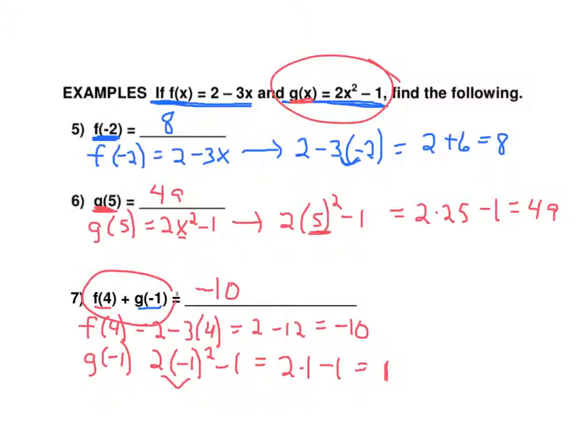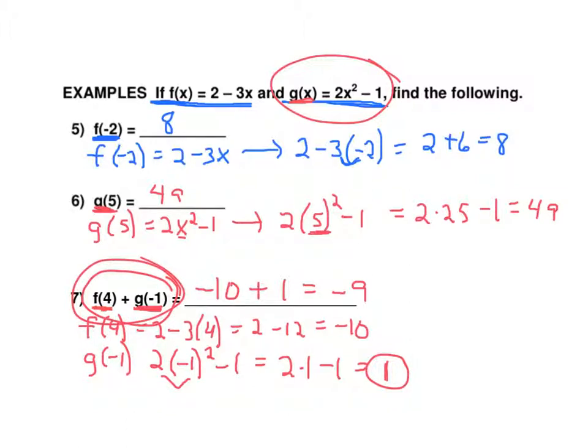Now notice here that I'm adding these two together. So this is f of 4 plus g of negative 1. Well, f of 4 was negative 10. Then I'm going to add that to the answer when I get g of negative 1. So I'm going to add that to 1. So negative 10 plus 1 makes negative 9.